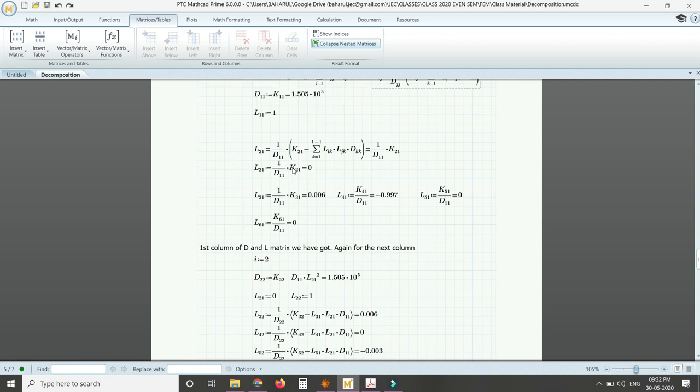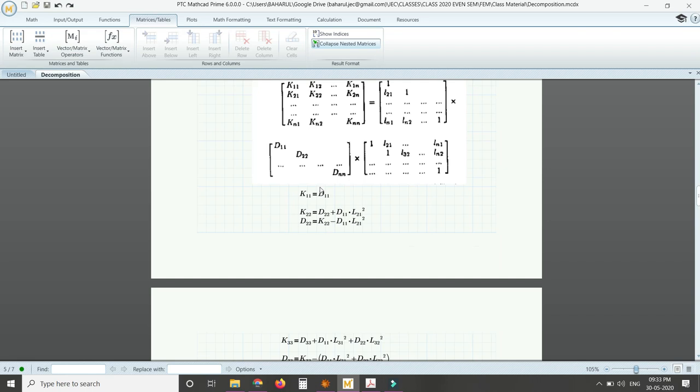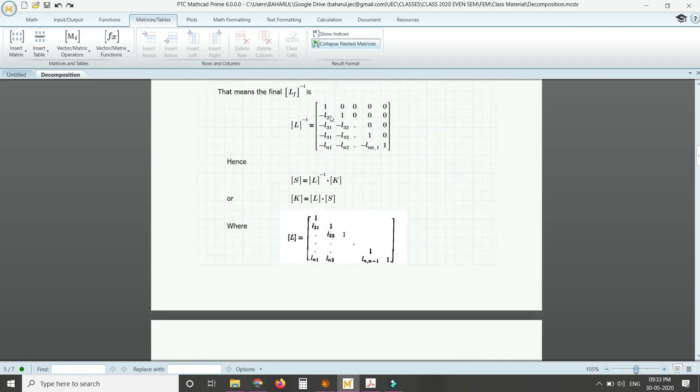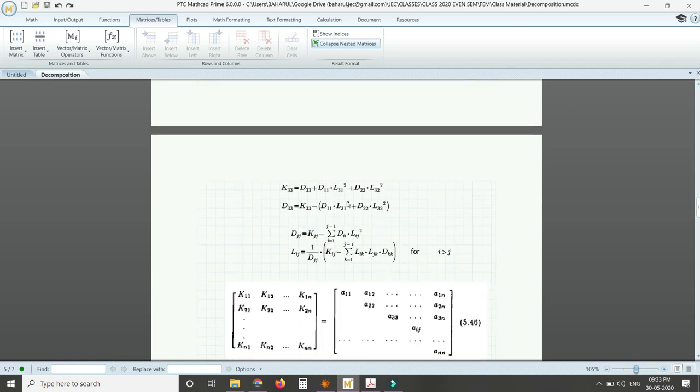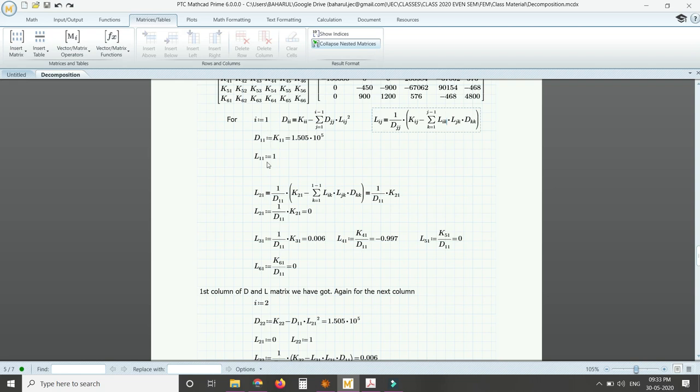And what does it give us? This d11, then L21, L31, 41, 51, 61. This gives you the first column of the D matrix as well as the L matrix. See here, this is the first column: L21, 31, 41, and 1, like that. So this will give you the first column. This is the way you have to do it.